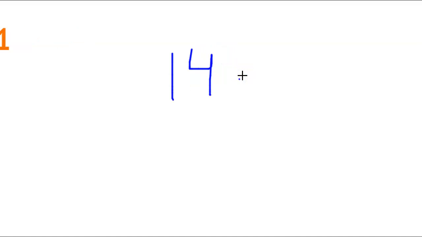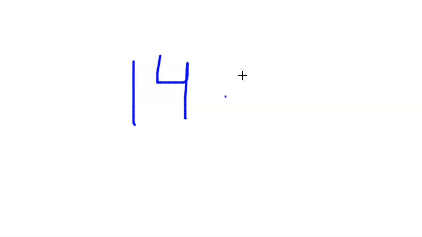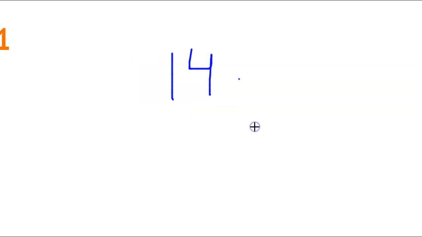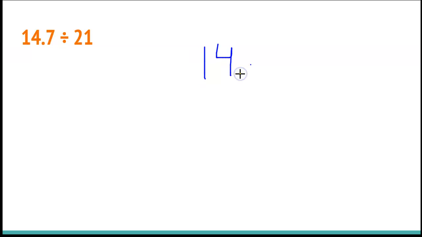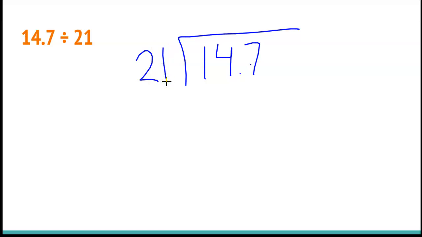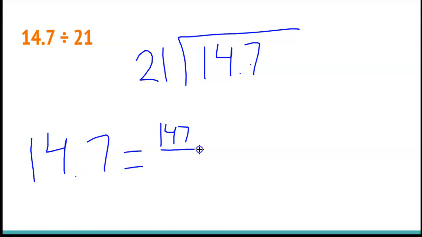Let's try another one. All right. Oops, hold on. There we go. Still getting used to this new program. All right, so now I have 14 and 7 tenths, and I'm dividing by 21. Okay, now right off the bat, can I split 1 hundred ten into 21? No. Can I split 14 ones into 21? No. So I'm going to have to decompose this whole thing into 147 tenths.